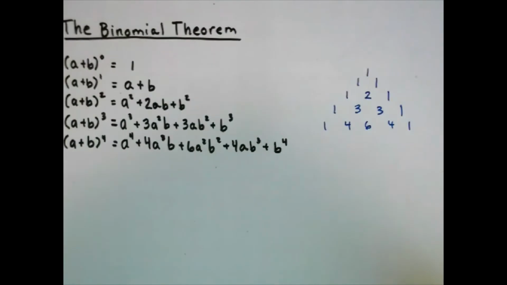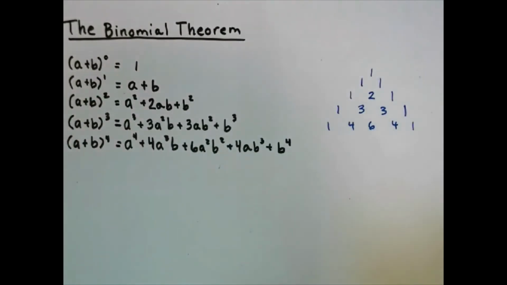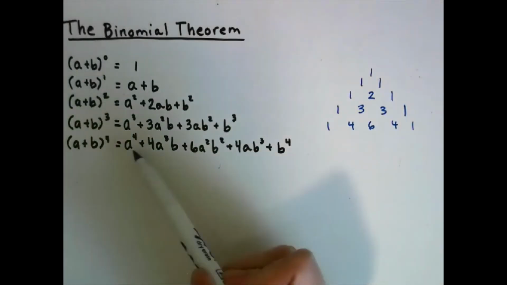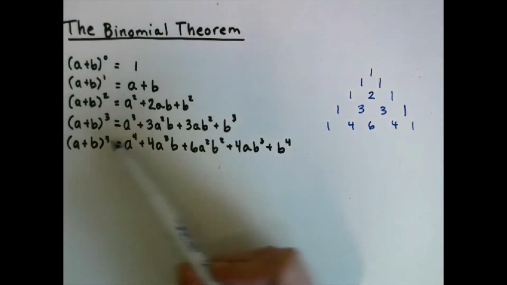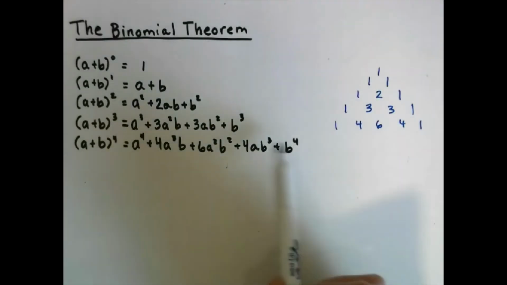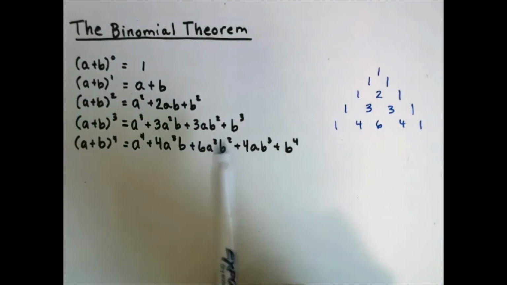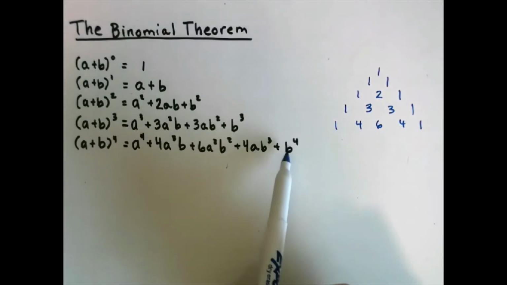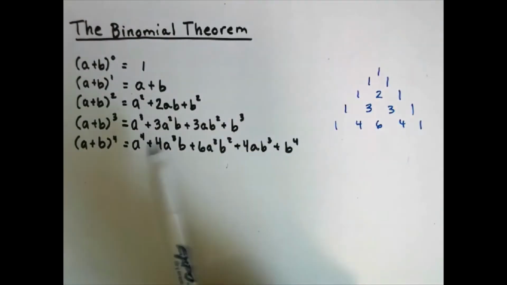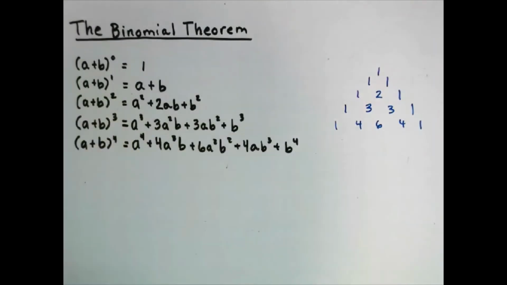The next pattern, looking at the powers of a. If we look at the powers of a, and I'll use this last one as an example, it's going to start with whatever the power is, and then it's going to decrease by 1. So we have 4, 3, 2, 1, and we'll call this a to the 0. Versus the powers of b, which are going to start at 0 and go up by 1. 1, 2, 3, 4.